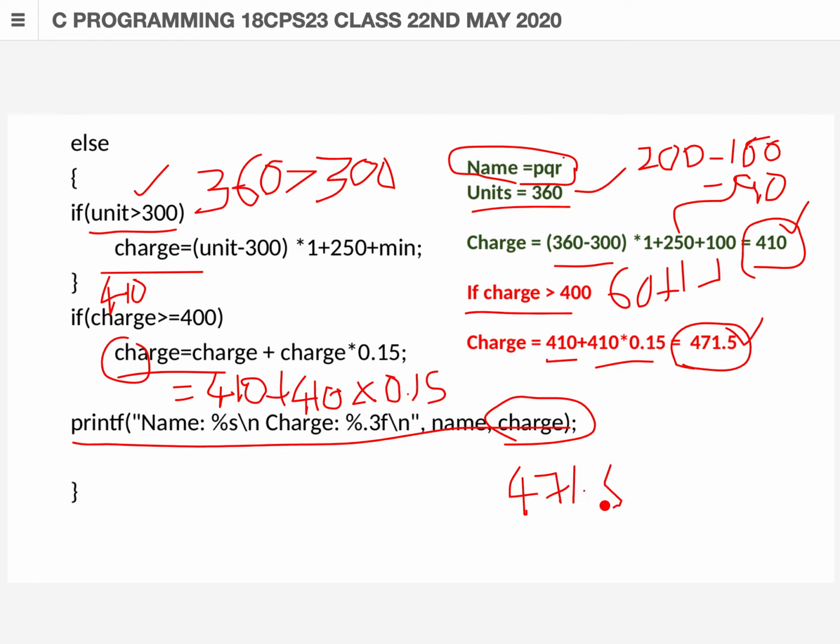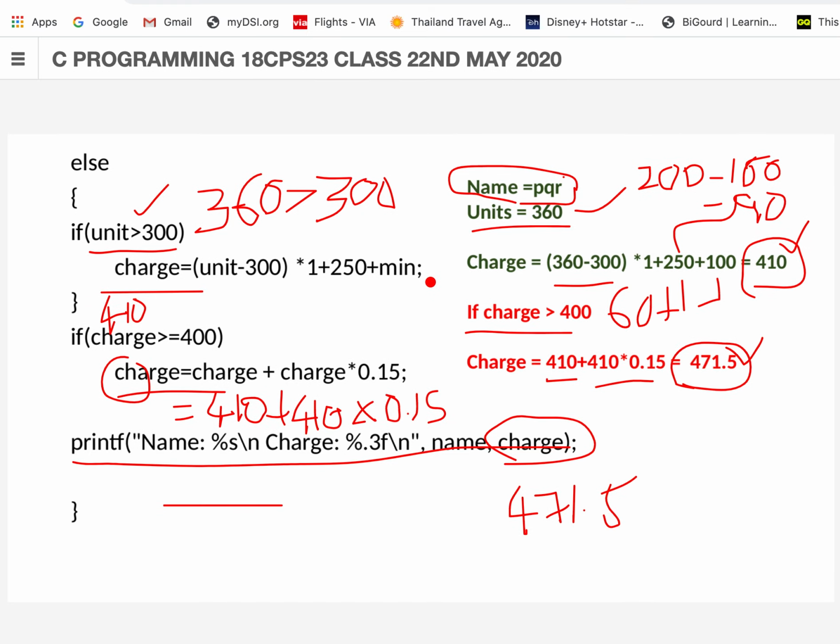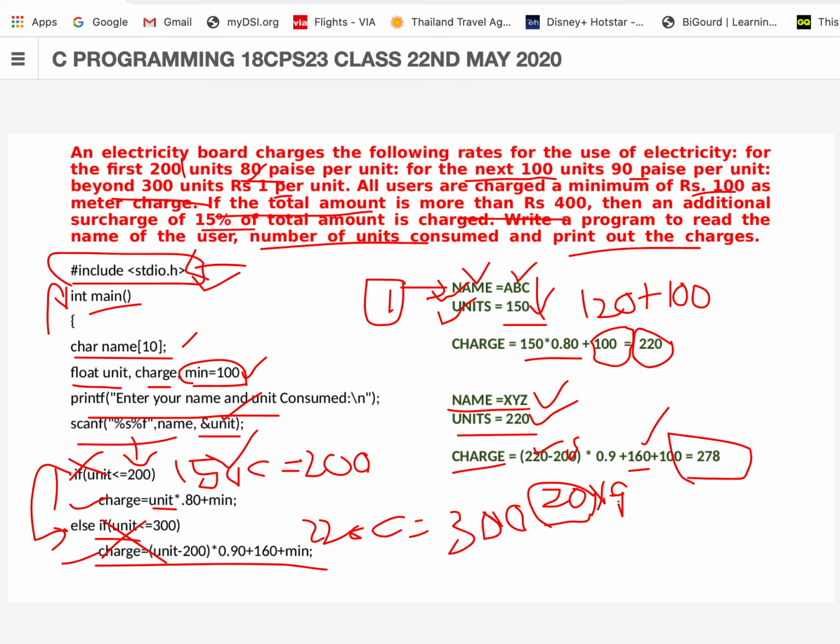471.5. So this is the complete evaluation of a simple calculator program, that is, the electricity board charges program. These are the two main programs. Simple calculator is the first program and electricity board is the second program that we have done for today's class. So only when the charge is more than 400, we need to add this surcharge value. Be careful while writing the iterations of that program.